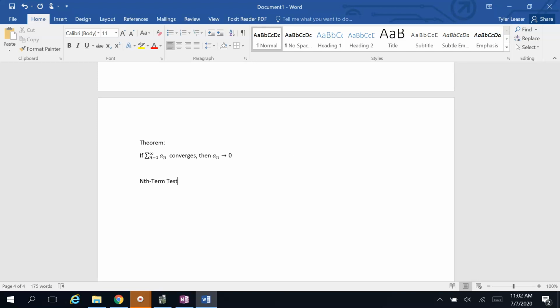These tests, and there's going to be a lot of them over the next 8 or so sections, are very important. So this is the first of the tests that we're going to be using. The purpose of these tests is to see whether a series converges or diverges.